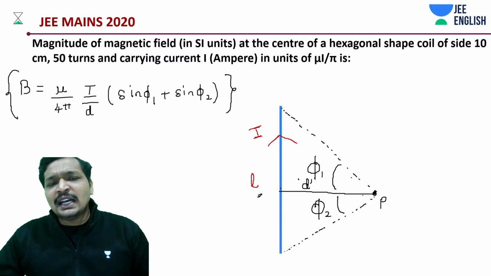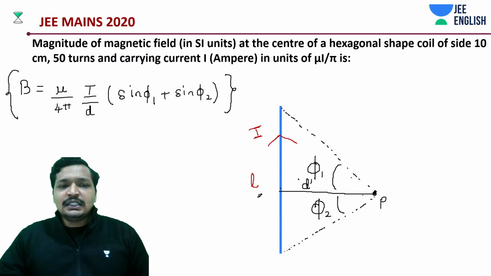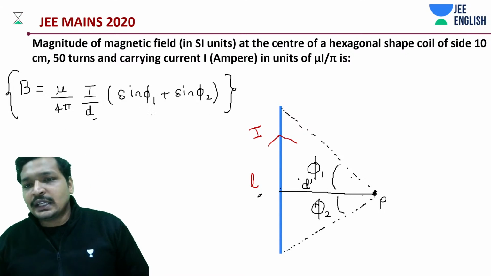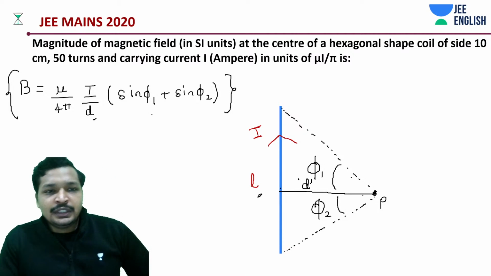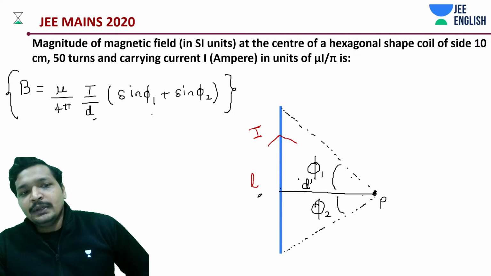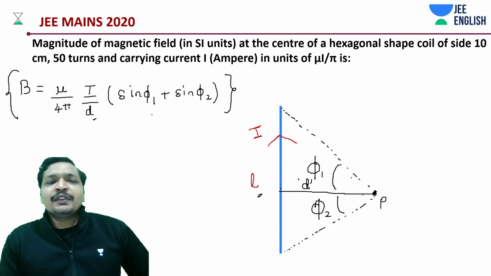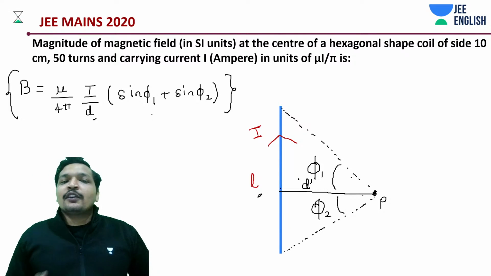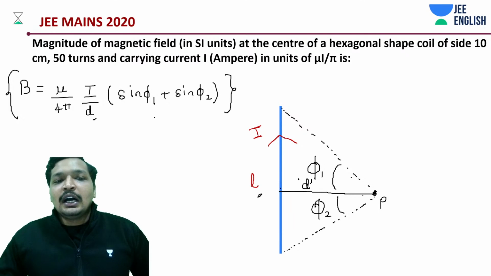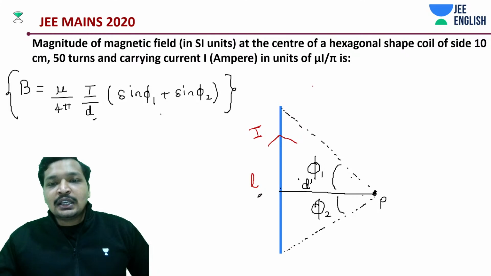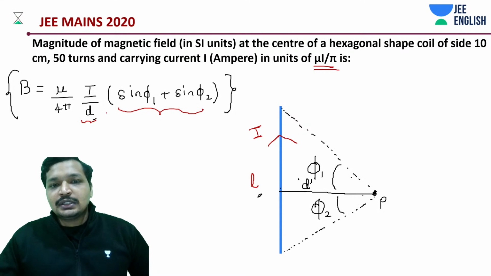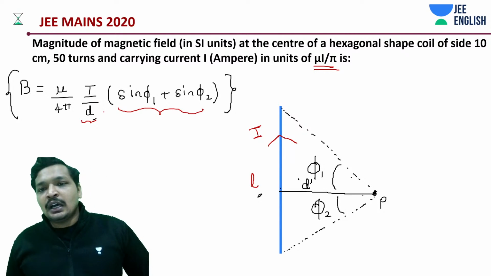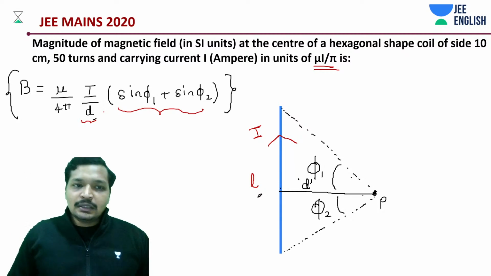So our challenge is just finding out the distance d, and phi 1 and phi 2, since it's a regular hexagonal shape. Let's get into this question. We only need to find sine of phi 1 plus sine of phi 2 divided by d, because the question says to find it in units of this. That means we should be concerned only about this. But there is a thing that we are not yet talking about. We will come to that.